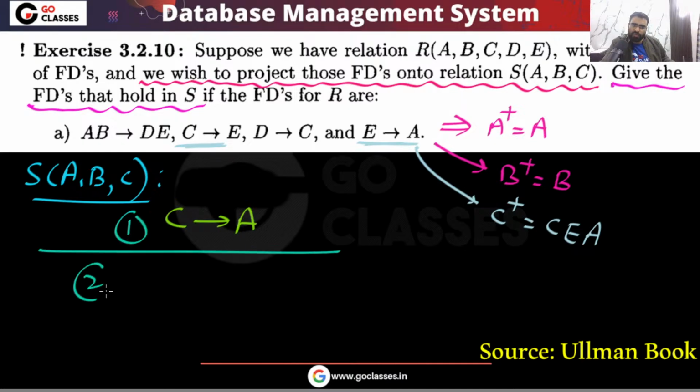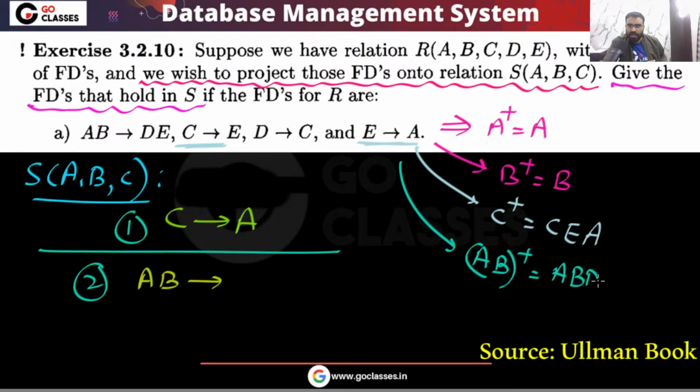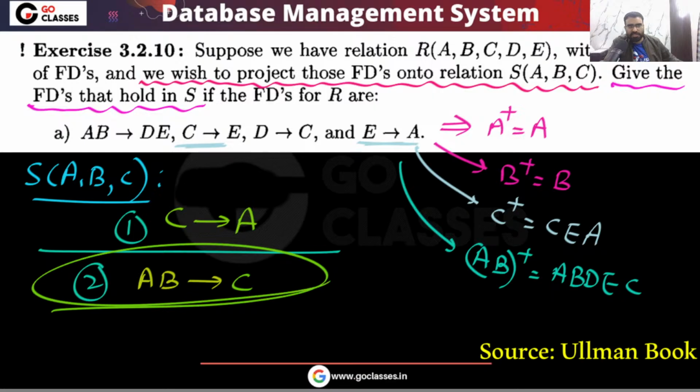Now we will check when the LHS has two attributes, when the size of the LHS is 2. Let's see what AB can determine. Can AB determine C? If I take attributes AB on the LHS, then to create a non-trivial functional dependency, only attribute C is remaining. So we find the AB closure. The AB closure will be ABDE, because AB can determine DE. And remember D can determine C. So we got that AB can determine C. This functional dependency also we got.